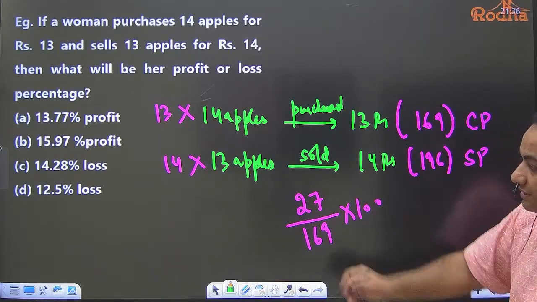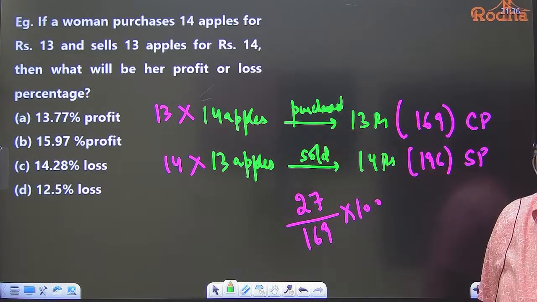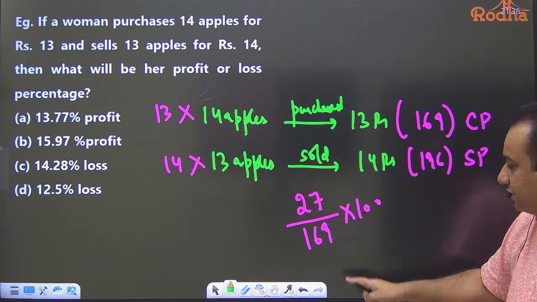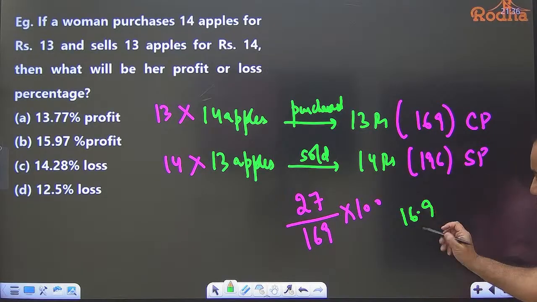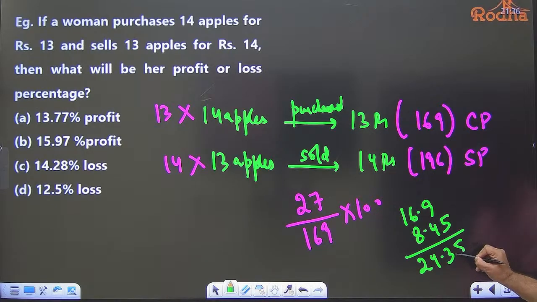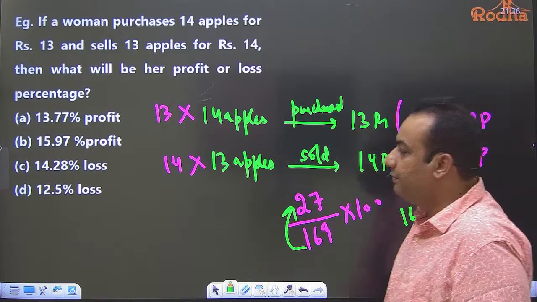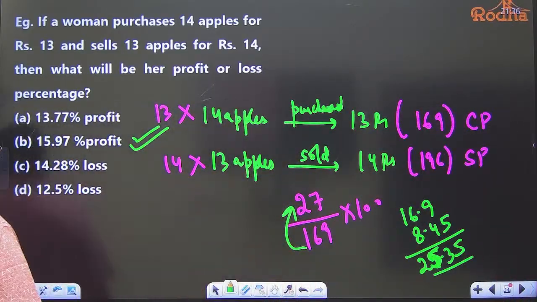How to calculate? See all the options. 12.5, 14.28, 15.97, 13.77. So if I just calculate the 15% of this number, 10% of this number is 16.9. 5% would be half of this, 8.45. So if you add these two, you will get 25.35. But this number is 27. So more than 15%. This number is more than 15%. So answer would be greater than 15%. There is only one option, so that would be your answer. Answer for this is B option.